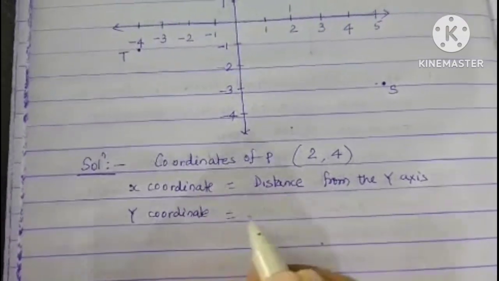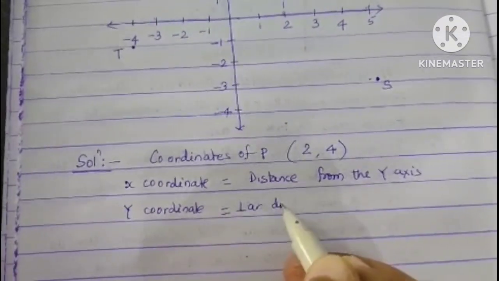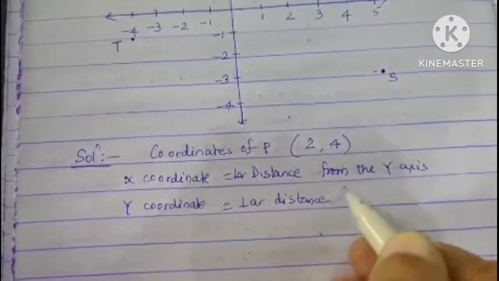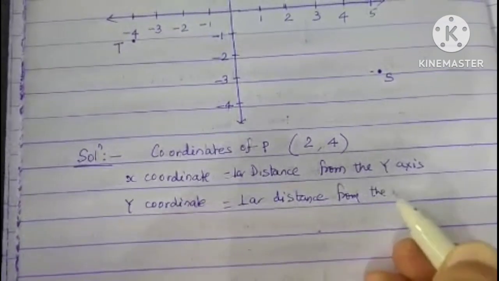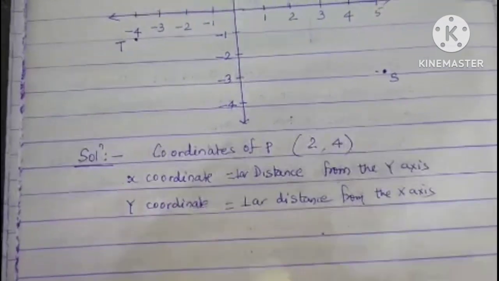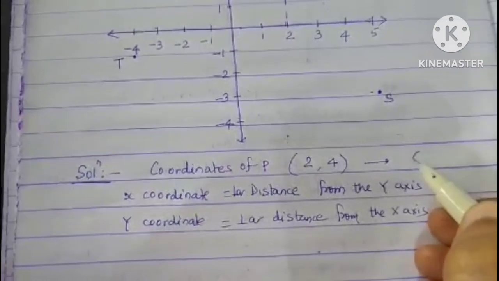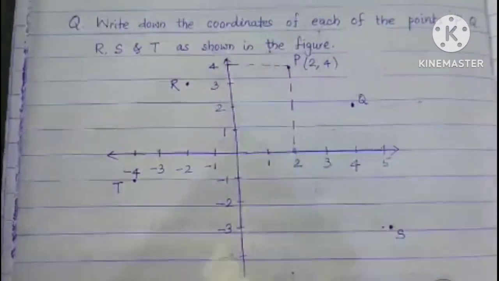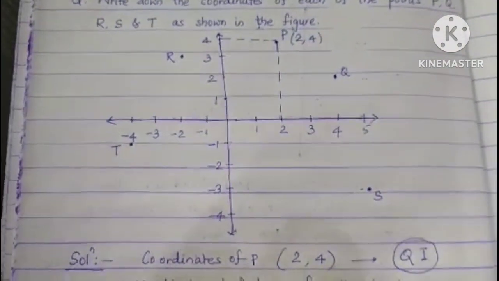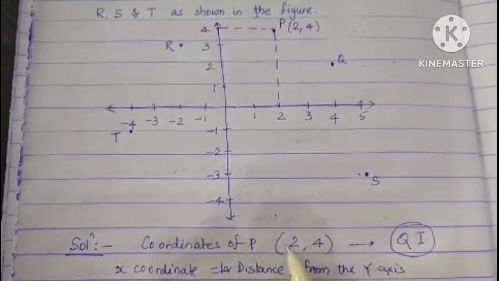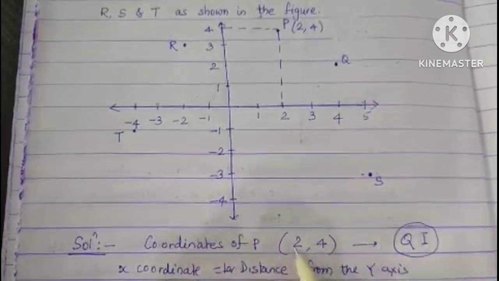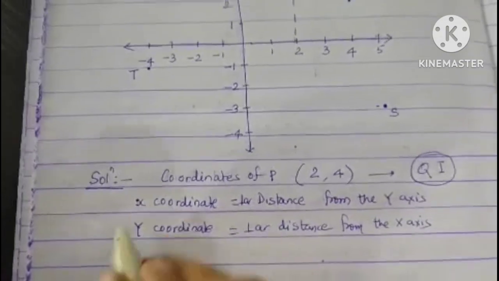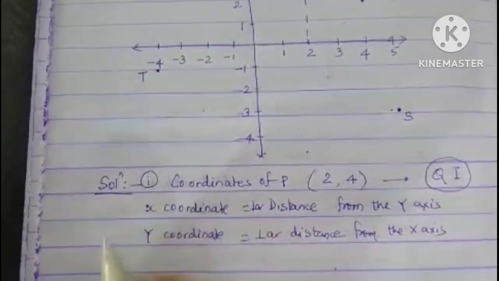So the coordinates of P are (2, 4), x coordinate and y coordinate. The y coordinate is the perpendicular distance from the x-axis, and this point P lies in quadrant 1, as you can see. The signs I have told you, this will be plus, so we don't write plus. If it is minus, we will write it, but this is plus 2, plus 4. Similarly, this is for point P.